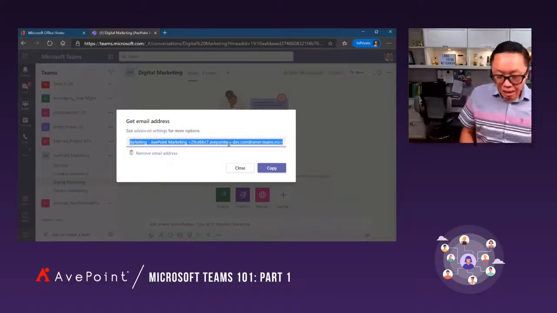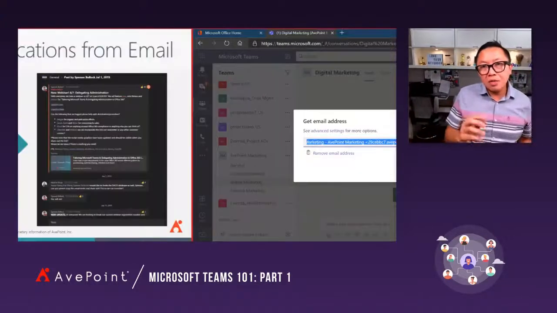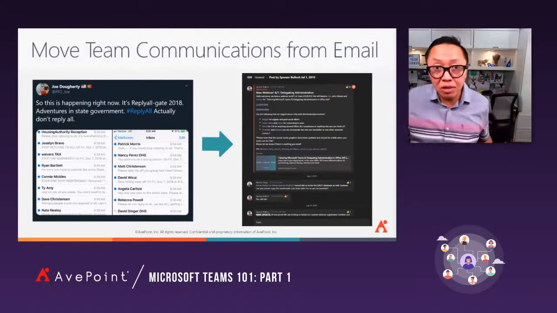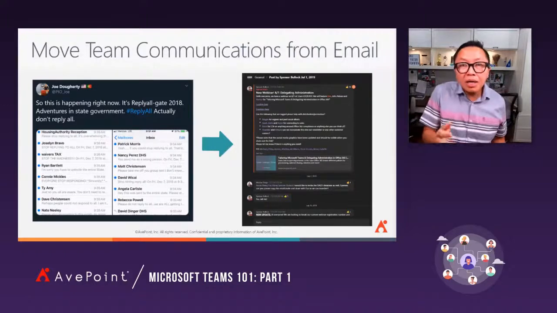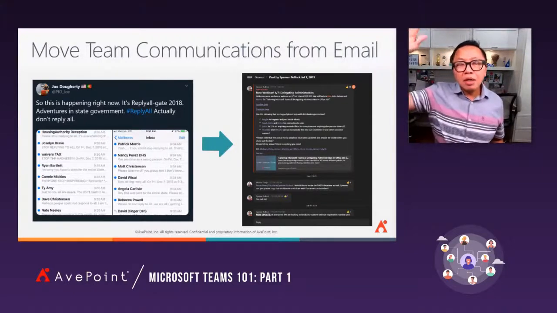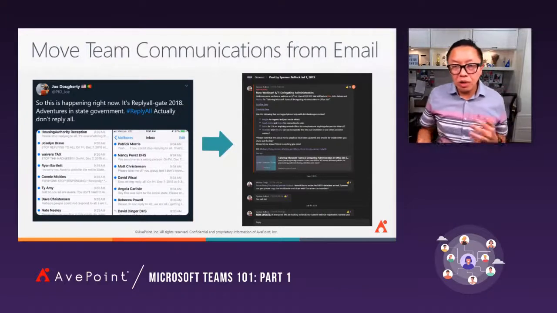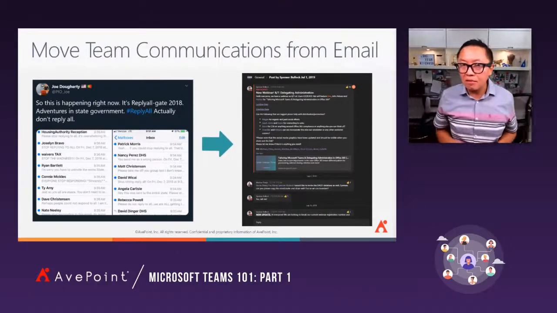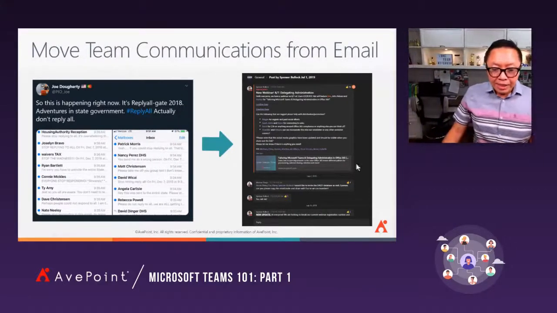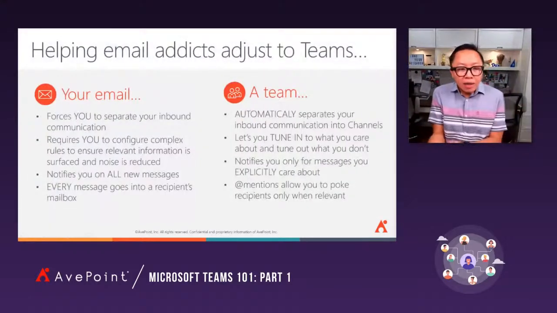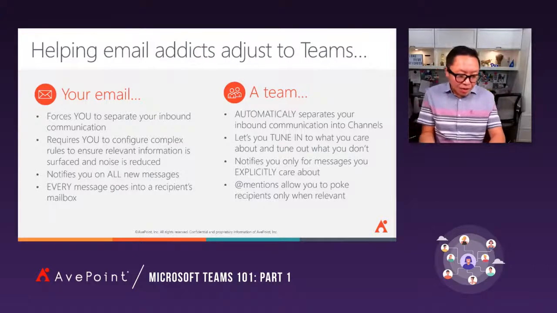So it's available today. What Andrea is talking about is the feature where you can customize the email, because right now the email is just some random address Microsoft creates. It is coming. Just look at the roadmap on Office 365. It'll tell you where it's going to drop. I don't think it's available just yet. Okay. So again, some more guidance on how you help email addicts adjust to Teams.